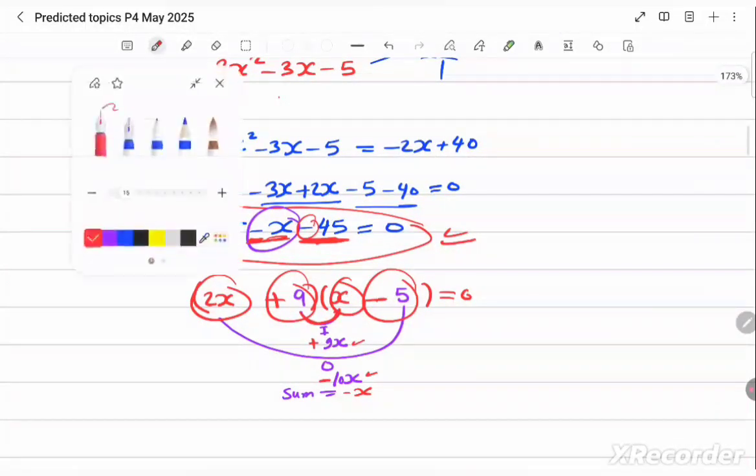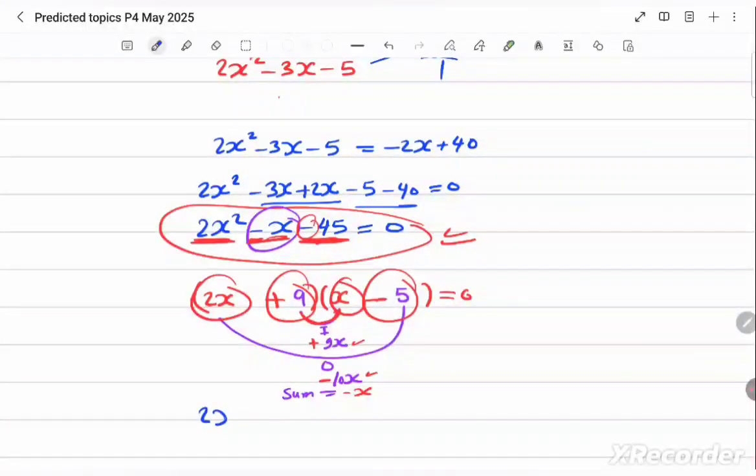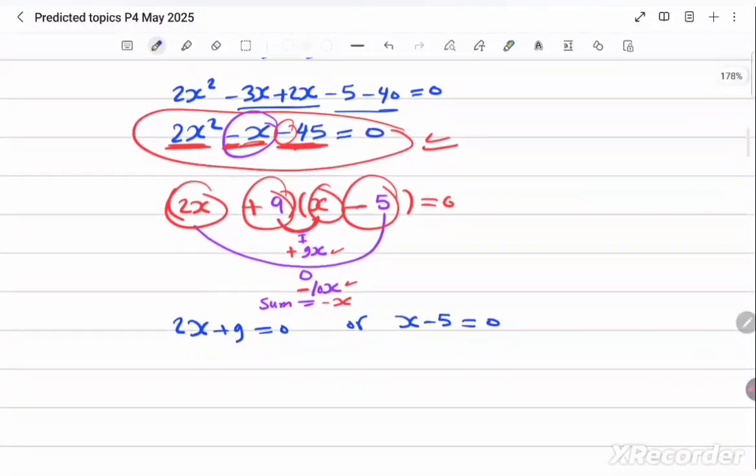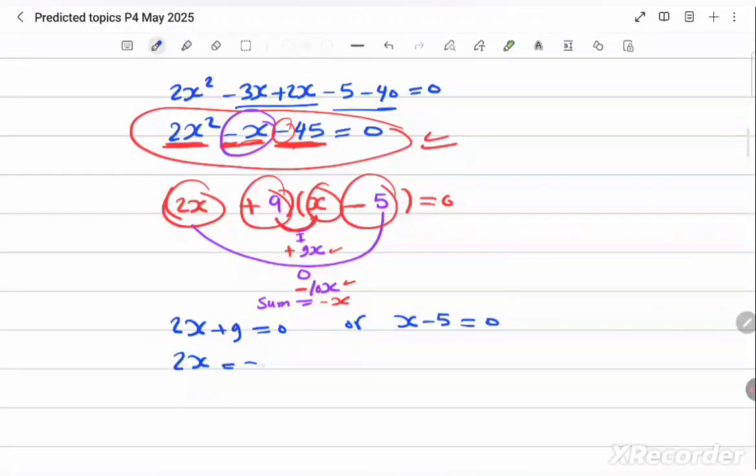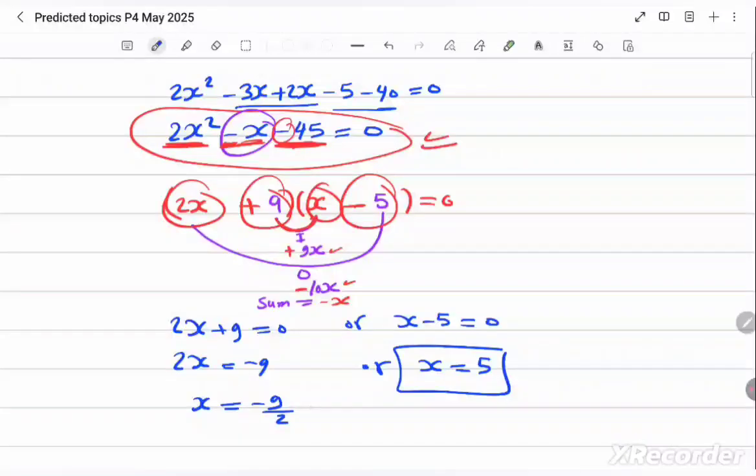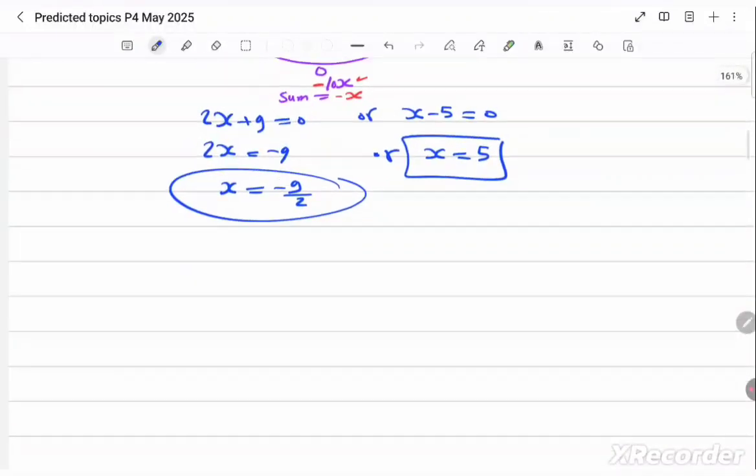Now we need to solve. So 2x plus 9 equals 0, or x minus 5 equals 0. In this case, 2x equals negative 9, so x equals negative 9 over 2. And on the other side, x equals 5. So this is the solution of this equation: x equals negative 9 over 2, or negative 4.5, and x equals 5. Now let's move to the next question.